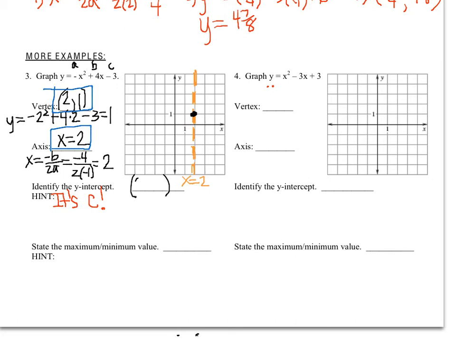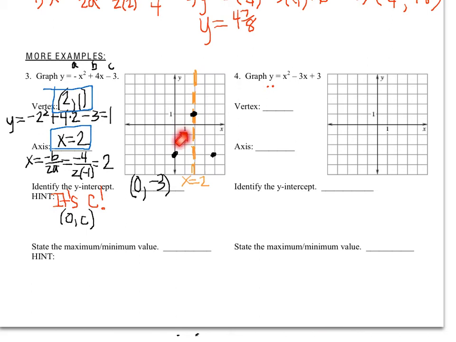So I'm going to have the point 0, comma, negative 3, because it's 0, comma, C. So 0, negative 3 would be right down here. And look, that's making our graph open downward, which is what we want. Now remember, I can reflect this point. This is 2 from the middle. So if I go 2 in the other direction, I'm going to have a point right there. So right here's another point.